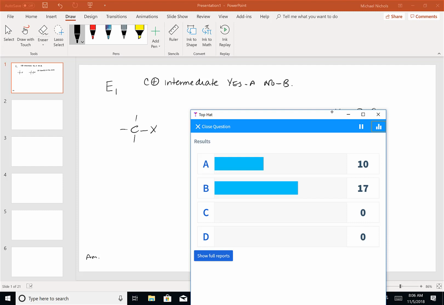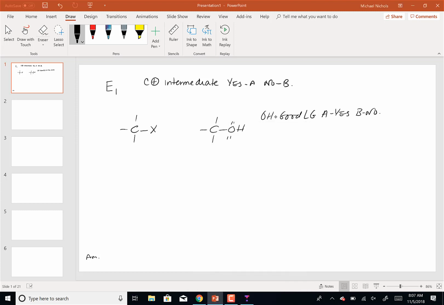The answer is no. OH minus is not a good leaving group, because OH minus would be considered a stronger base. So OH minus is not going to leave on its own. So what do we have to do to it? We have to protonate it. So if I protonate my alcohol and that converts it into that oxonium ion, what does that oxonium ion look like?